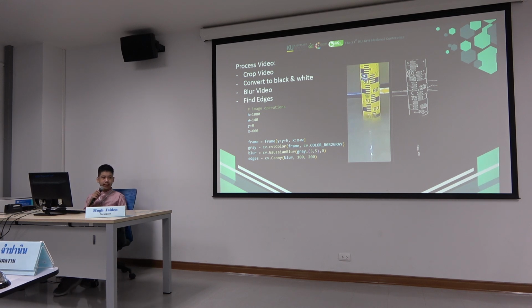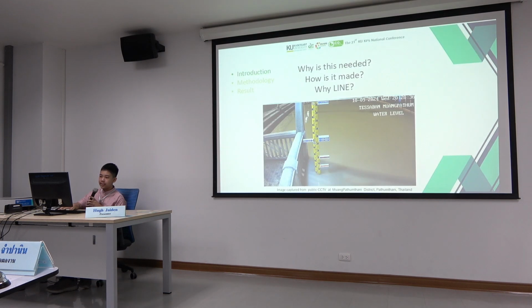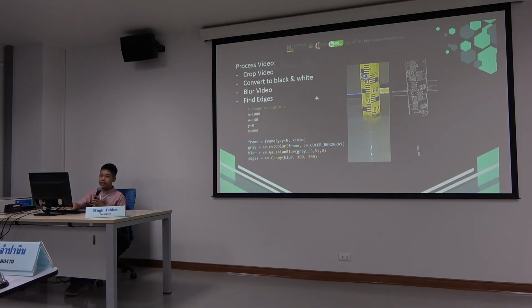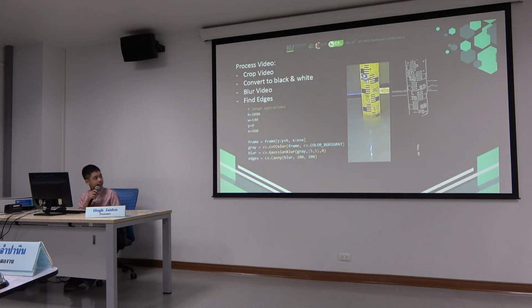Next is to process the video. So first off, we crop the video from what you see here, the whole thing here. We crop it so there's only the meter left. Next is to convert it into black and white or monochromatic.